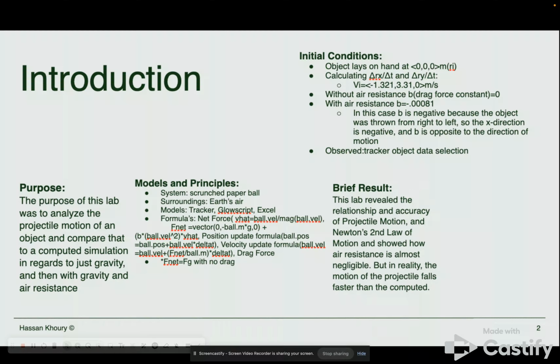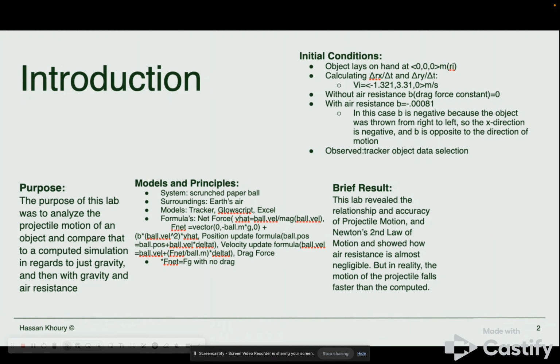For the introduction, the purpose of this lab was to analyze the projectile motion of an object and compare that to a computed simulation in regards to just gravity and then with gravity and air resistance. Some models and principles used in this lab: our system was a scrunched paper ball. Our surroundings was the Earth's air. The models that we used were the Tracker app, GlowScript, and Excel.